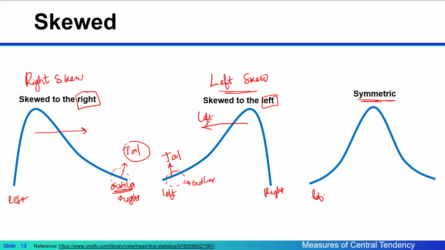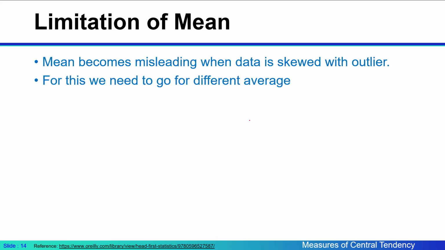And another kind of distribution we have is called symmetric distribution, where the tails on the left side and on the right side seem to be equal, and the data distribution is very symmetric, and usually you find the mean in this range. Such kind of data is called symmetric data. Mean will perfectly work for symmetric data, but mean has some disadvantages whenever the data is skewed towards the right side or the left side. That's the limitation of the mean. Mean becomes misleading when the data is skewed with outliers.